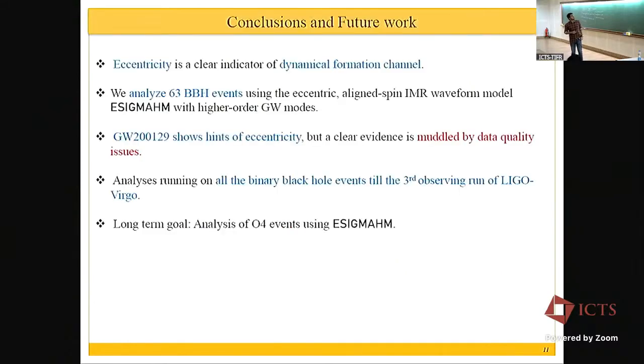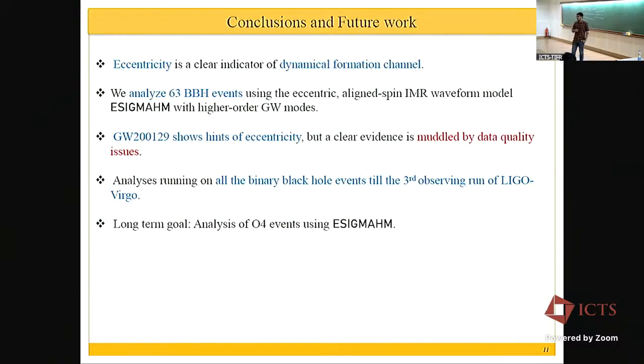So I will conclude. Eccentricity is a very clear indicator of a dynamical formation channel of binary black holes, and if we detect even a single eccentric gravitational wave event, it will be a very important clue to the formation channel of these black holes. We analyzed about 63 binary black hole events using our waveform model ESIGMAHM. And this particular event shows some hints of eccentricity, but a clear evidence is muddled by the data quality issues.